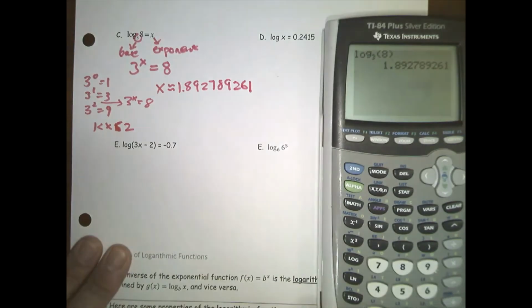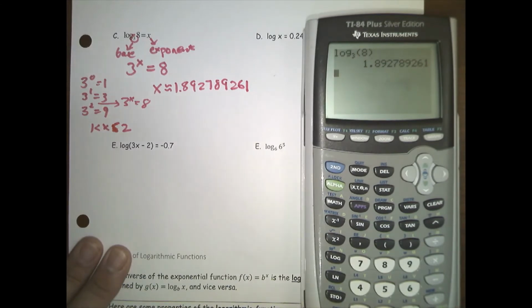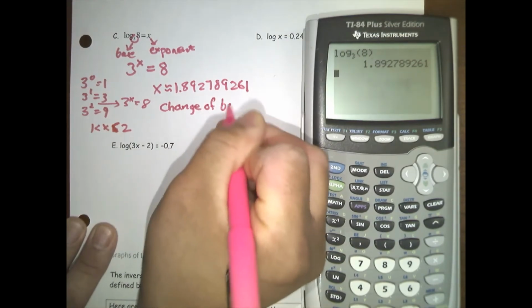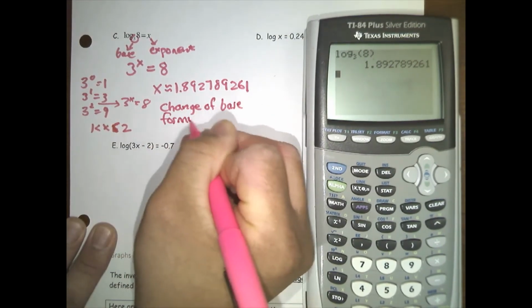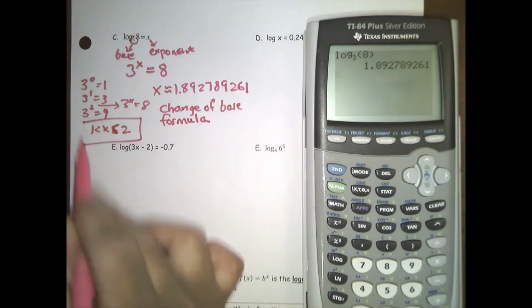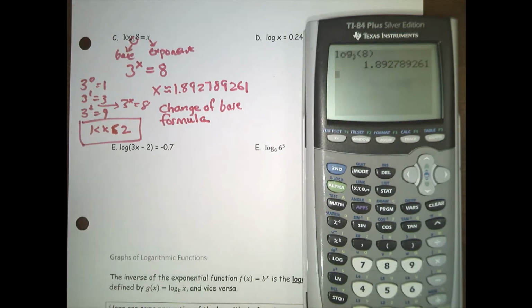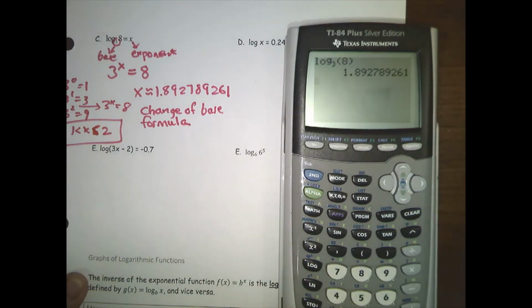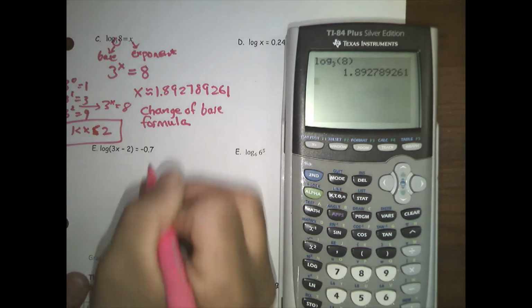1.892789261. But if I didn't have a calculator that could do log with different bases, then I could use what's called the change of base formula. And by the way, the reason why I showed you this over here is because say any problems where you wouldn't be allowed to use a calculator, then I would just maybe expect that the question would ask you to give an estimate of what the exponent might be in between. In this case, it was 1 and 2. But if you had a calculator that didn't have the ability to put in a base, then you can use the change of base formula.